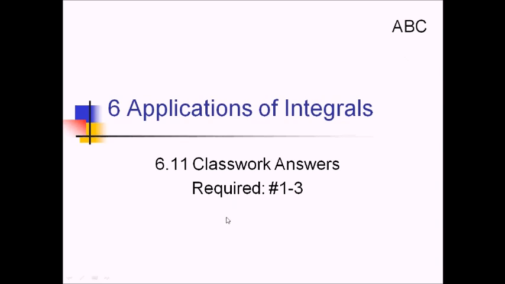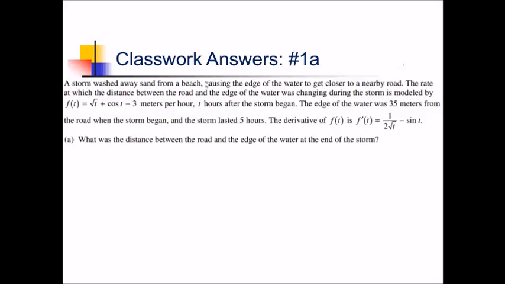For this problem, the setup is that we have a storm washing away sand from a beach, causing the edge of the water to get closer to a road, and the rate at which the distance between the road and the edge of the water is changing is modeled by this f of t function. They're telling us the edge of the water is 35 meters from the road originally, the storm lasts 5 hours, and the derivative of f of t, f prime of t, is given here as well.